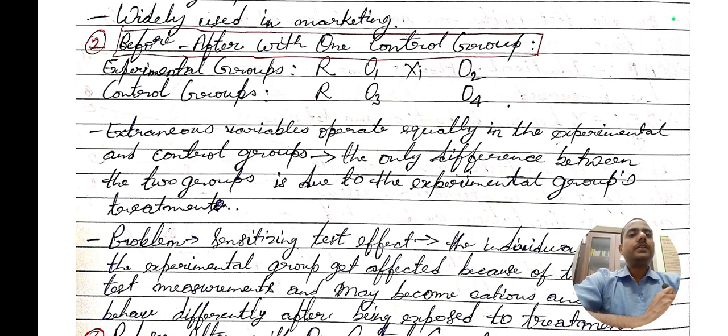Next, before-after with one control group. What we do in this case, for both the experimental group and the control group, is take measurements before providing the treatment, and after providing the treatment we take another observation, and then conclude whether the effect is due to that treatment or not. Extraneous variables operate equally in the experimental and control groups. So we can say that the only difference between the two groups is due to the experimental group's treatment.